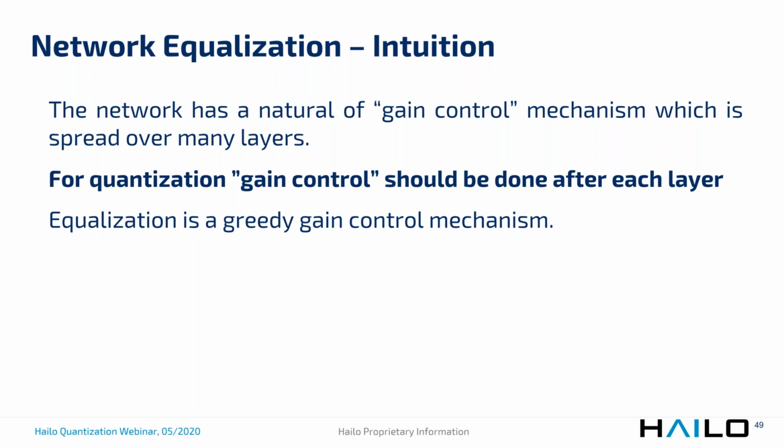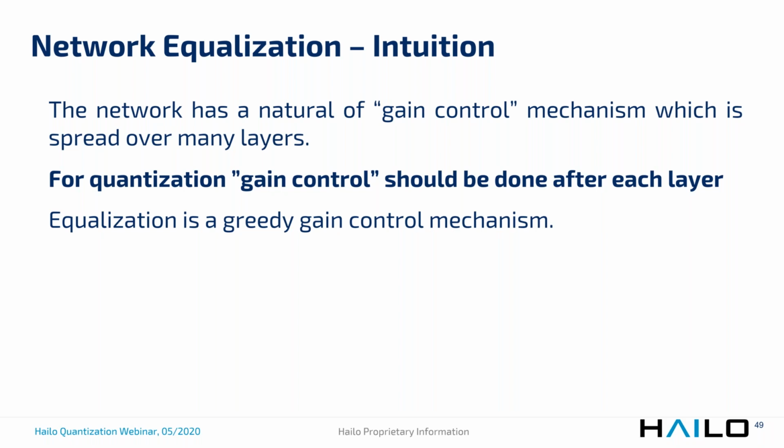So just to hammer home, I think the intuition behind network equalization is that networks have some sort of a natural gain control mechanism. There's all kinds of ebbs and flows within the network. Some channels are getting amplified and then they're getting attenuated. And that's spread over many layers.